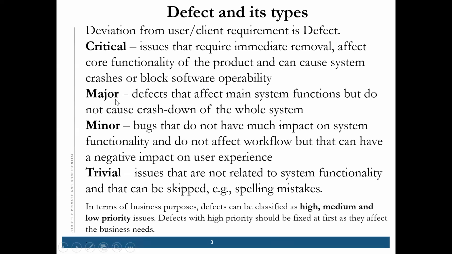The next is major defect. In major defect, the main functionality is not working and it is crashing down the whole system. So that is major. Okay, minor is when bugs do not have much impact on the system functionality and are not affecting the workflow, but could have a negative impact on the user experience. So that is a minor bug.